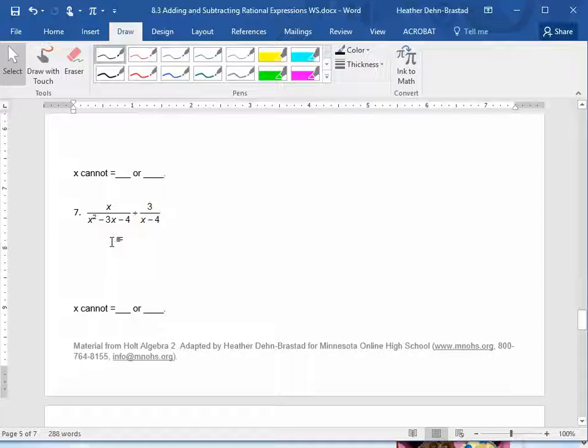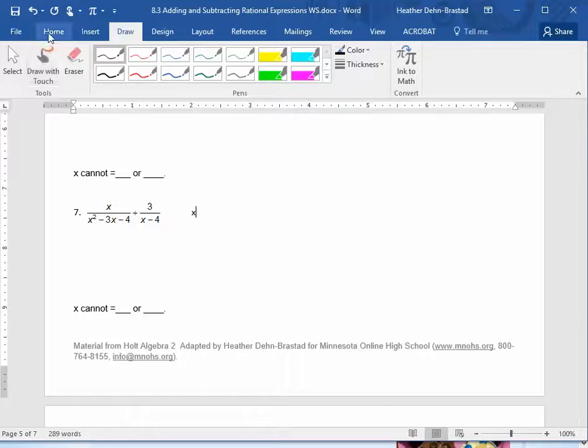All right, let's look at number 7. In number 7, we have x squared minus 3x minus 4 is one of our denominators, and x minus 4 is the other. Now, they're not the same, and what you have to do is factor the first one in order to break it down into its factors.